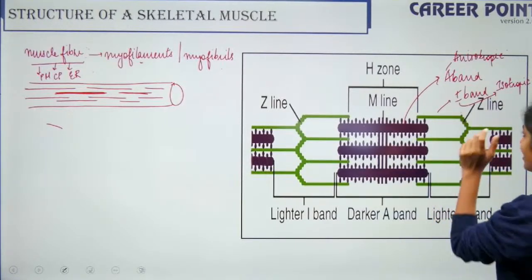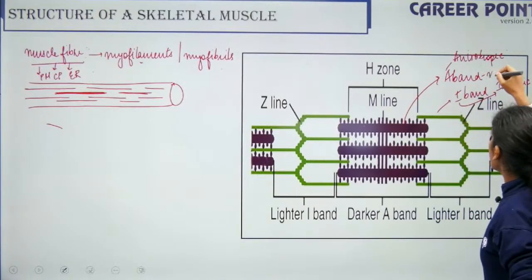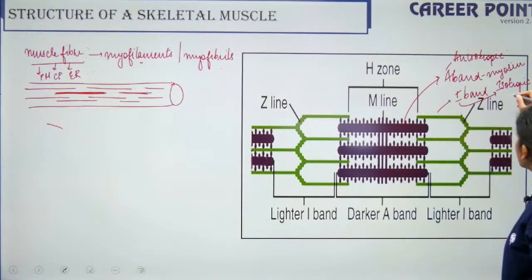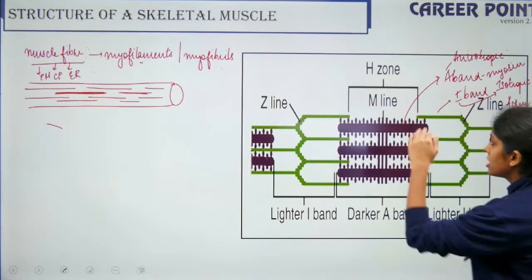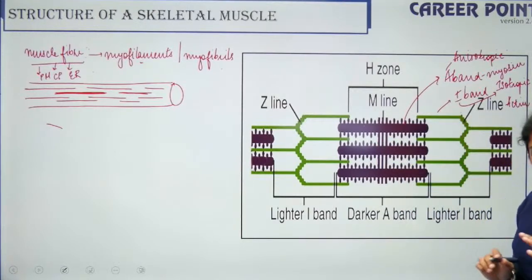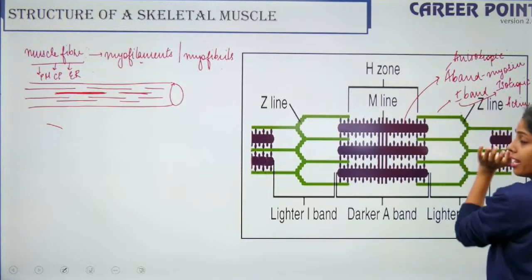Fine. So this A band, which is dark, is because of a protein known as myosin. The I band, which is light, is because of a protein that is known as actin. So this is how the myofibrils or the myofilaments are arranged. You have a light band, dark band, light band, again a dark band.